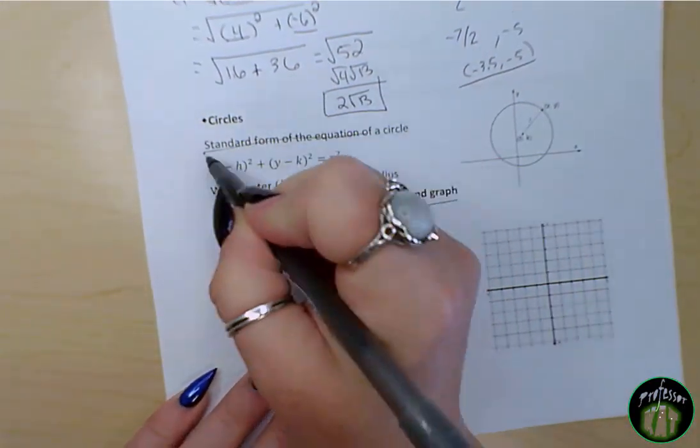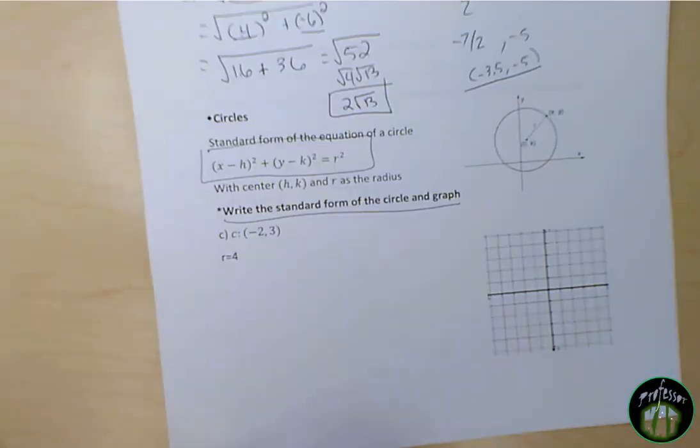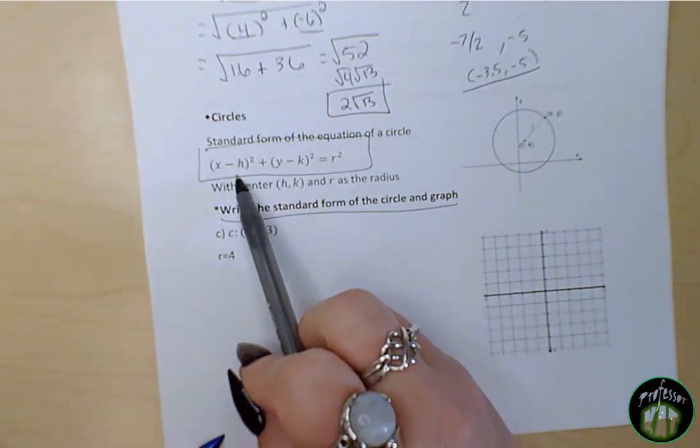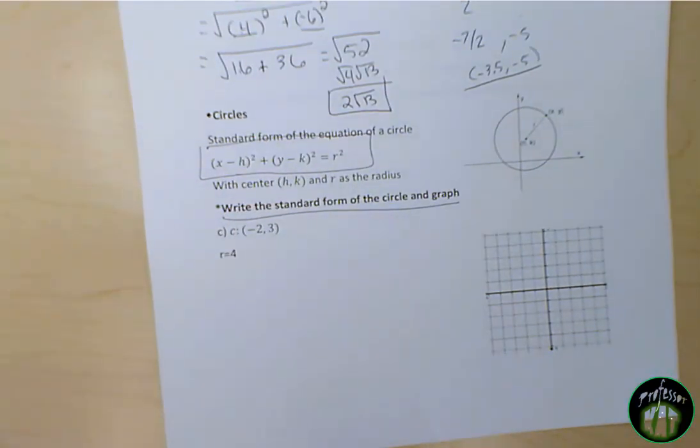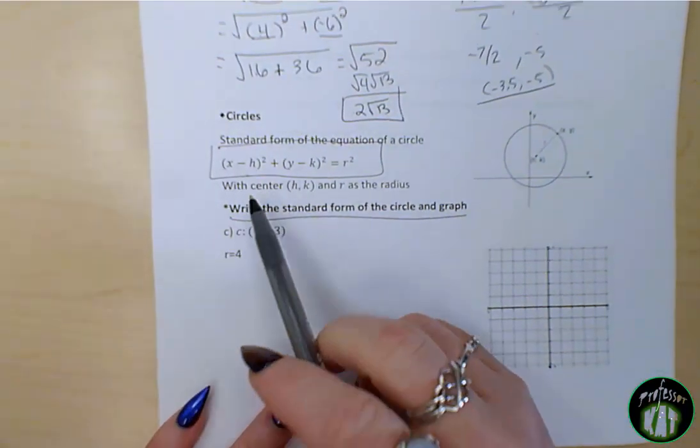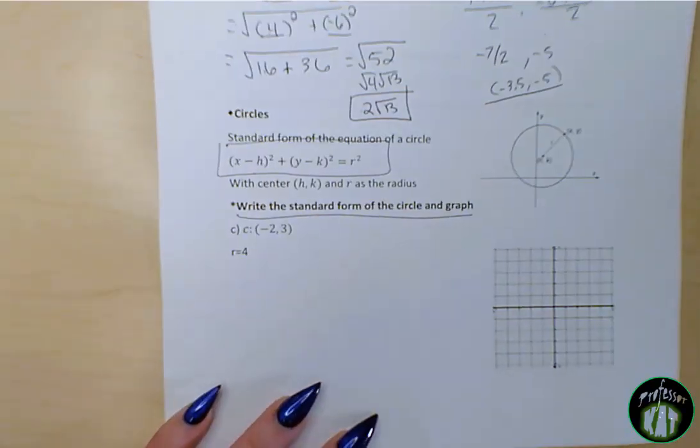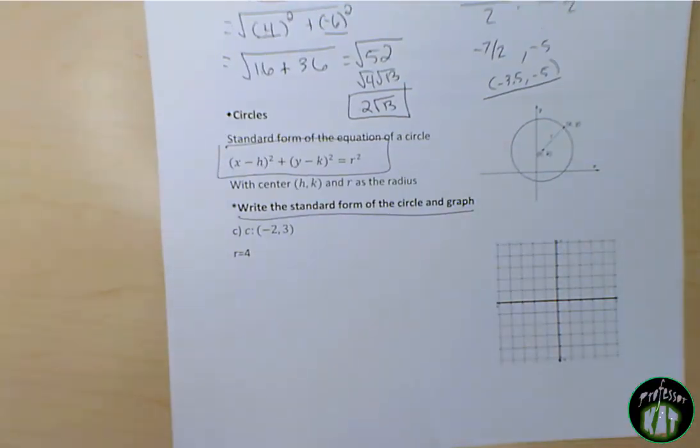So the equation for standard form of a circle is sitting right over here. We have (x − h)² + (y − k)² = r². So let's focus on the first part of this question. Let's write the standard form of a circle.